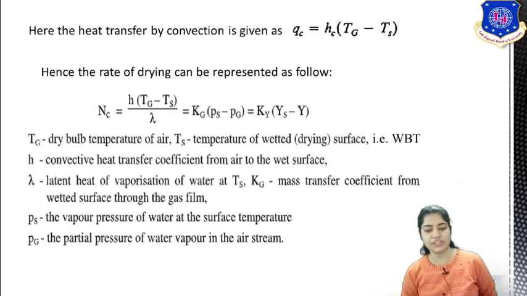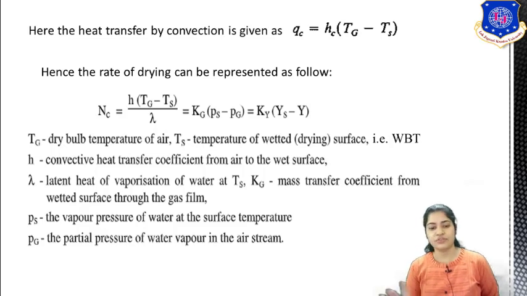So the notations are: your Ps is the vapor pressure of water at surface temperature, and your Pg is the partial pressure of water vapor in the air stream. Similarly, Ys is the humidity at saturation condition, and Y is the humidity in your air. So this is the relation which you have to remember.